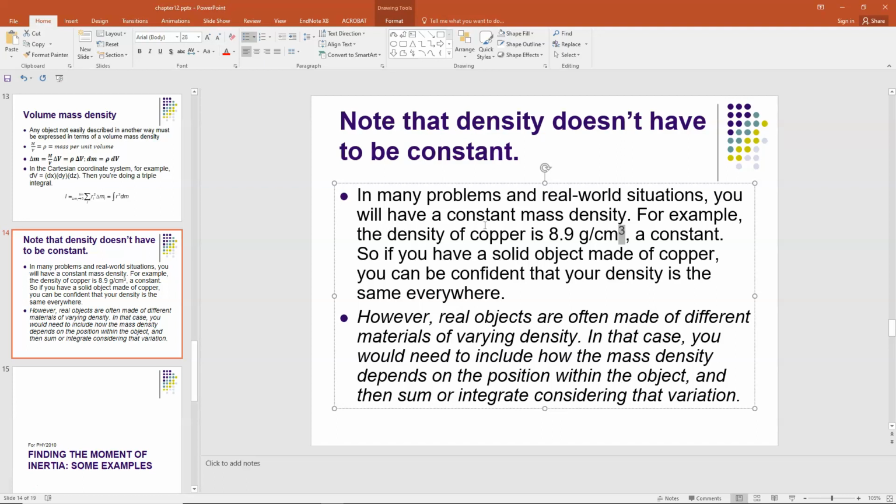Okay, well, that's my introduction to the definition of moment of inertia and mass densities. In the next lecture, I'll go through how to find the mass densities for certain objects and give you some examples.